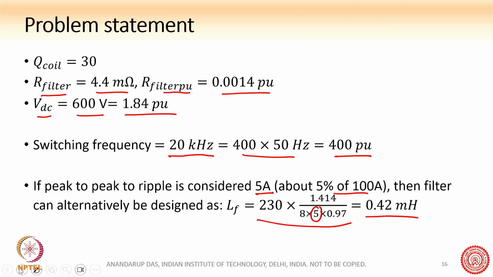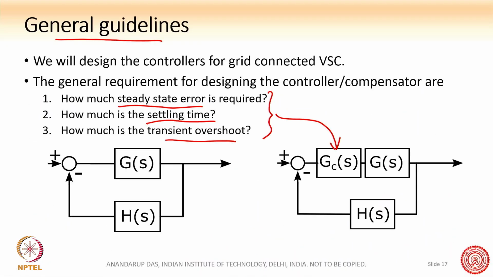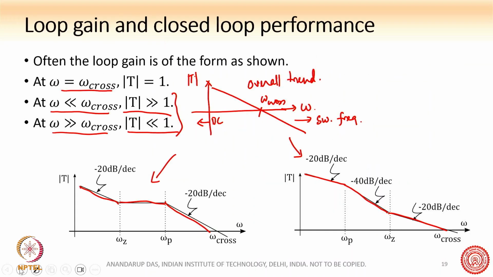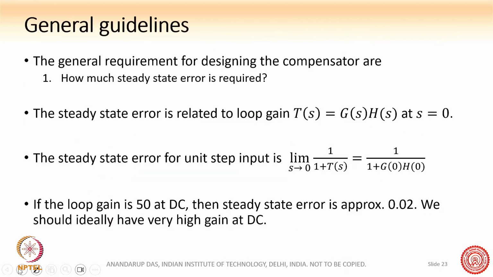There were three things. So if you go back here, the general requirements were: how much is the steady state error, what is the settling time, and what is the transient overshoot. These three were the important things that we were talking about. So let us see what guidelines we will use here.